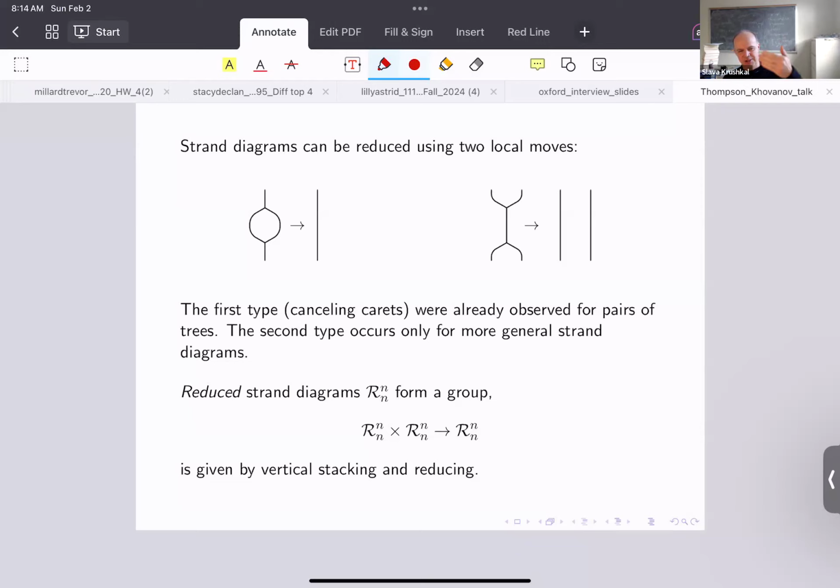There is the inverse, where you just take a strand diagram and you just turn it upside down. It turns out that this is the inverse. You can prove that using these local moves, and then the identity element is just the vertical strands.